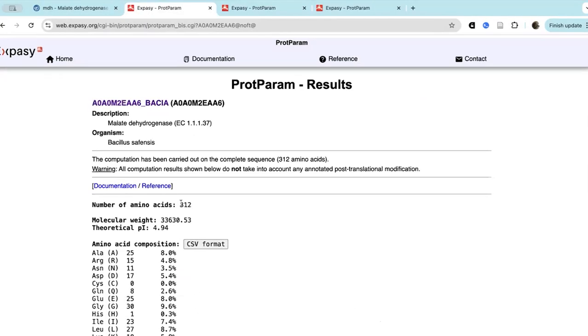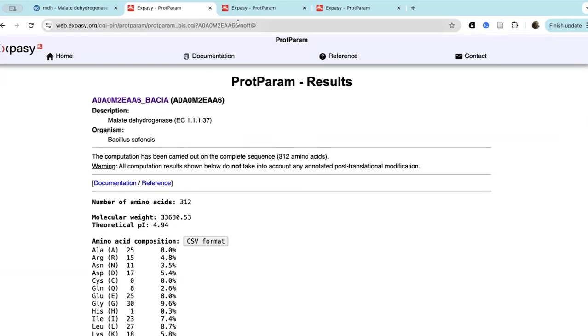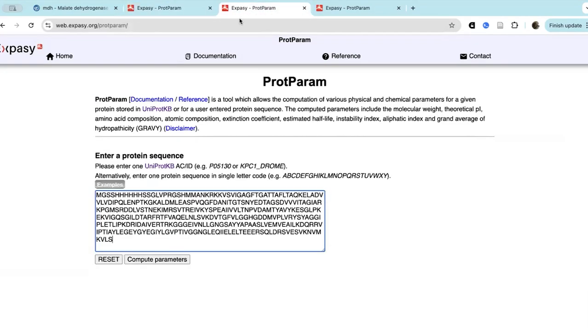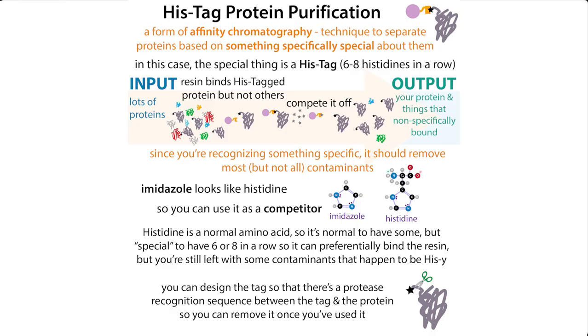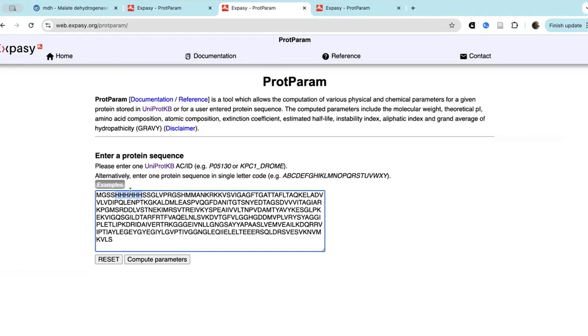This, however, is for the unmodified version. When I'm working with this in the lab, I now use a version in which I've added a His tag to the end. So these histidines in a row are going to let me purify it. And there are also little linkers at the end before the start of the protein, and so I have extra amino acids. Because I can't just go to a default entry for this, I need to enter the sequence itself.